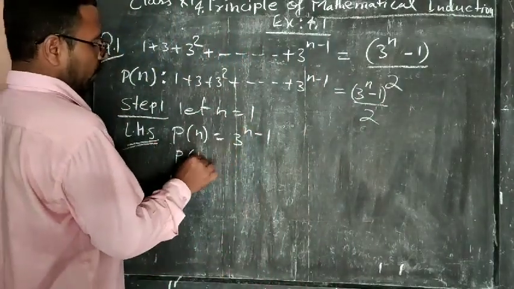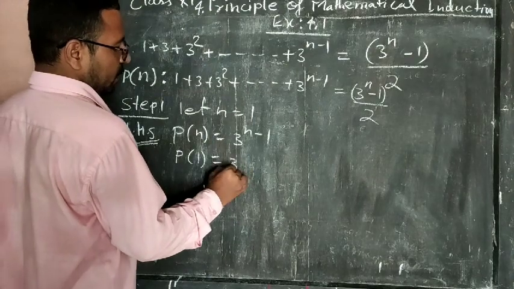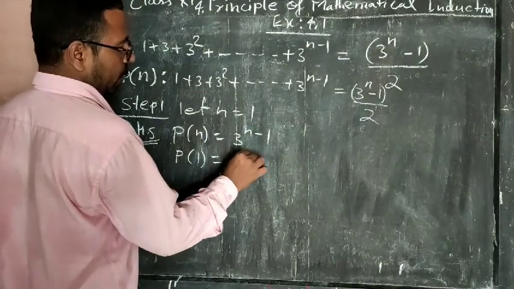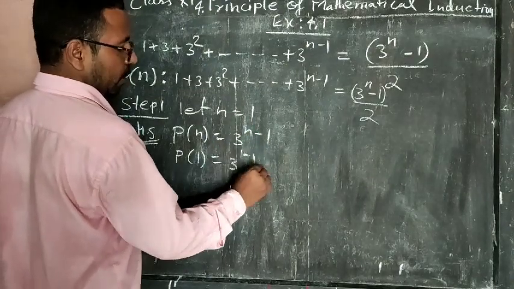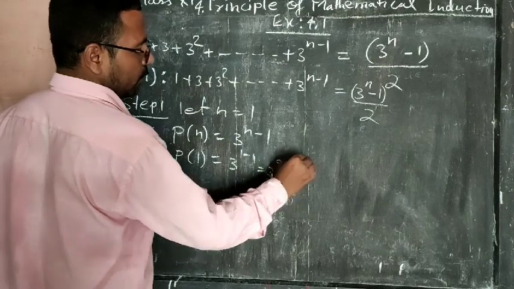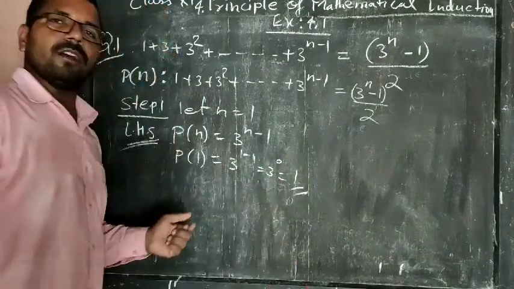So P1 we will get here. That means 3 to the power 1 minus 1. 1 minus 1, that means 3 to the power 0. 3 to the power 0 value will get 1. So we have got 1 here.